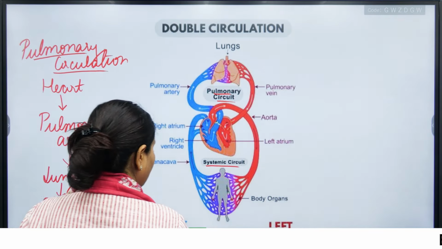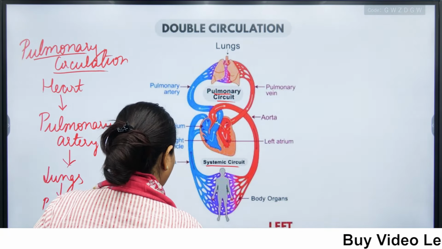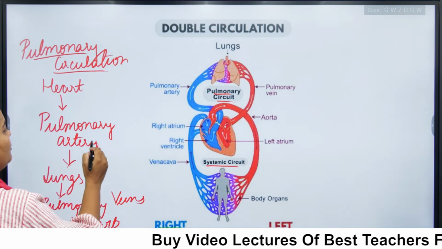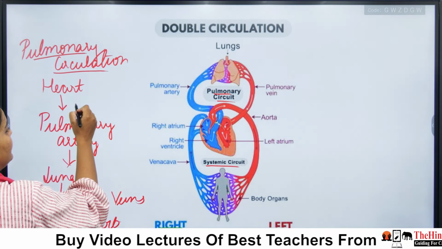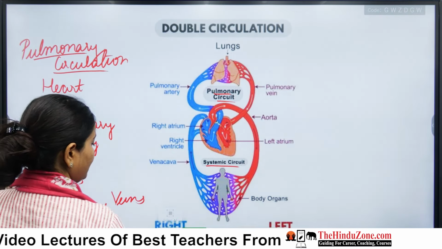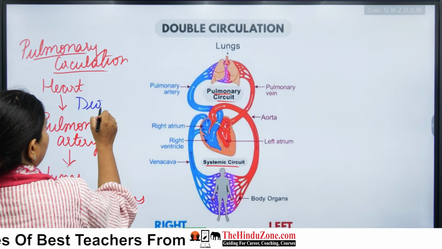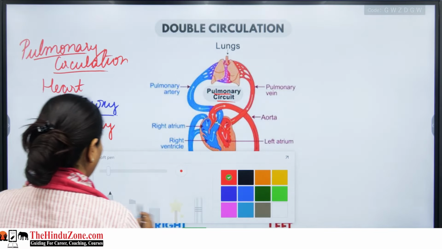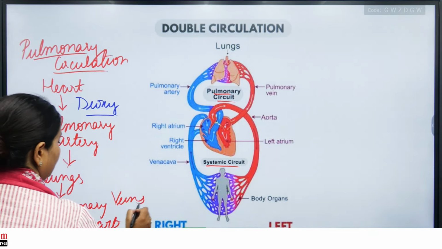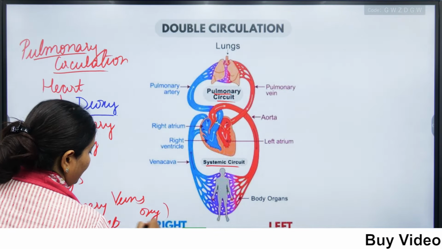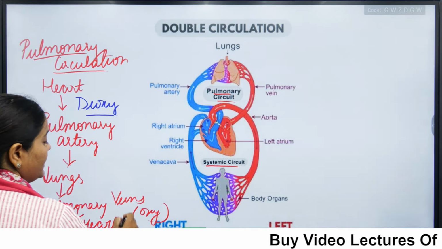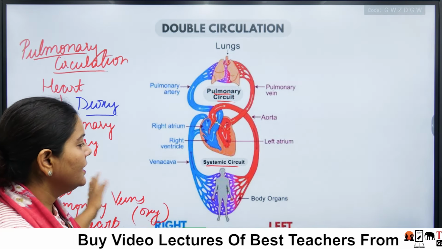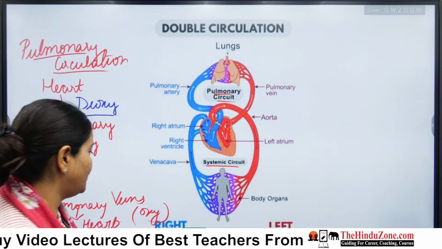Now you must be wondering, where is the deoxygenated blood? Of course, from the heart to the pulmonary artery, this blood is a deoxygenated one, right? And from the lungs through the pulmonary veins to the heart, the blood is now an oxygenated one. Okay. Now let's see what is systemic circulation.